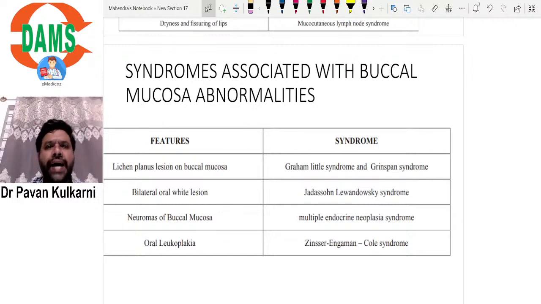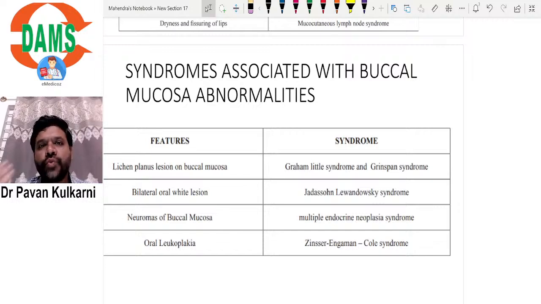Neuromas of buccal mucosa. As we have seen neuromas of lips, you also have neuromas of buccal mucosa. Neuromas of buccal mucosa is also seen with MEN syndrome. Oral leukoplakia is associated with one syndrome called as Zinsser-Engman-Cole syndrome. You have to remember these names. There is no option for this. You have to revise this table.